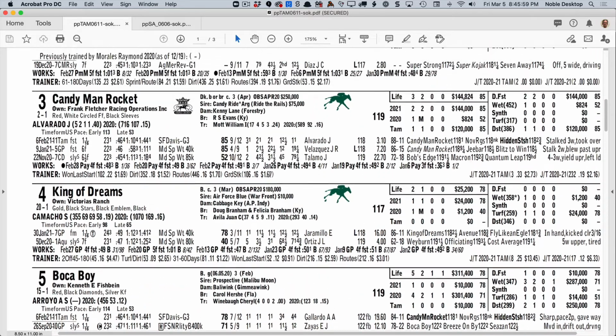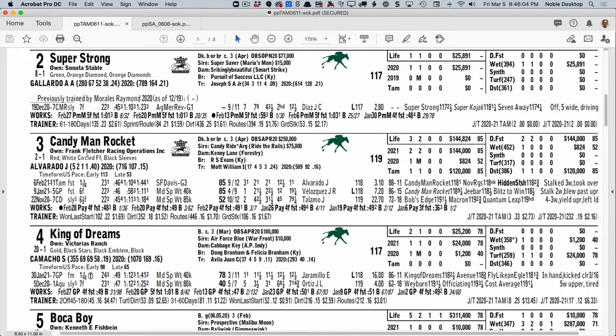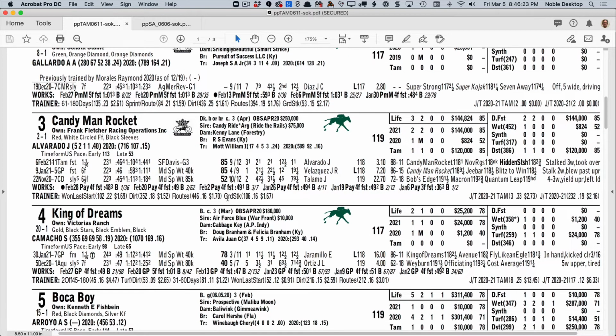So if we're looking at this purely from speed figures, we're looking at Candyman Rocket. We can see he ran a couple of 85s. So he's most likely to win this race, we think. However, there are a lot of factors that go into whether a horse can reproduce its best number on this racetrack on this day. Now, one of those factors is the track condition.